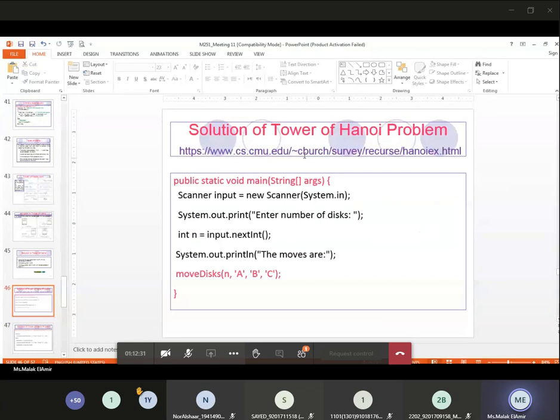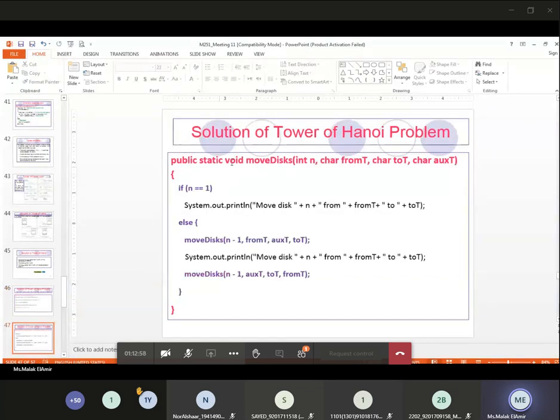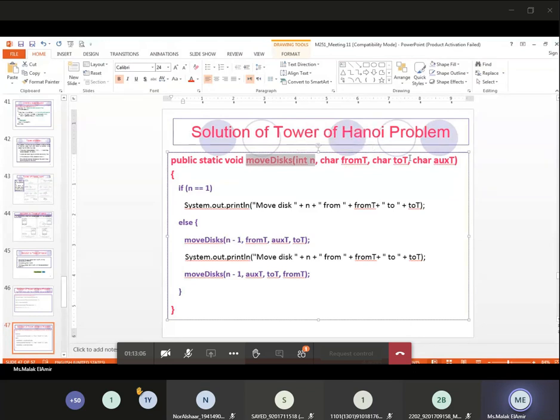So, how am I going to write it simply? Public static void main, System.out.println, whatever, I want to enter the number of disks. So I'm going to use a Scanner to get the number of disks. n is the number of disks, and I have tower A, tower B, and tower C, and the moveDisks method. Let us go to the moveDisks method. Public static void moveDisks. I have the number of disks, which is n. I have from tower, to tower, using the assistant tower.